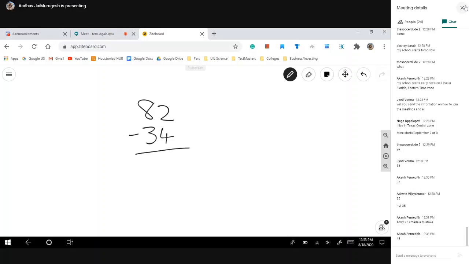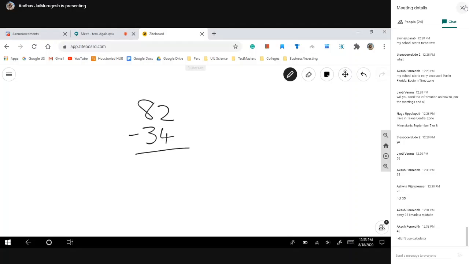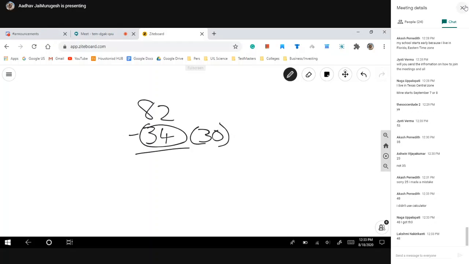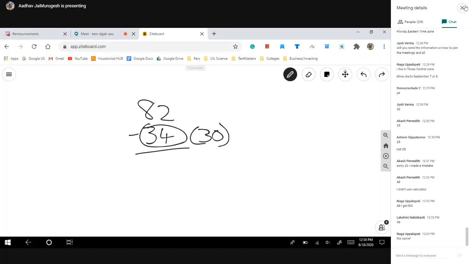I believe most of you would have done it by carrying over. Instead of carrying over, you would just round this number. By rounding 34, you get 30. Then you would subtract 82 minus 30, which gives you an answer of 52.